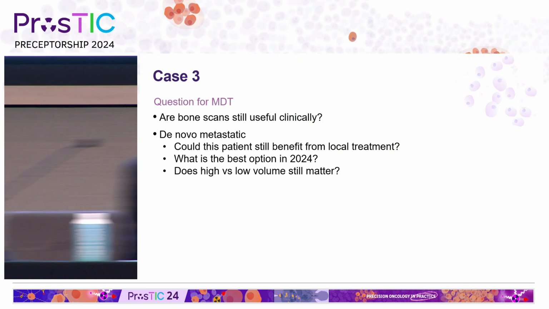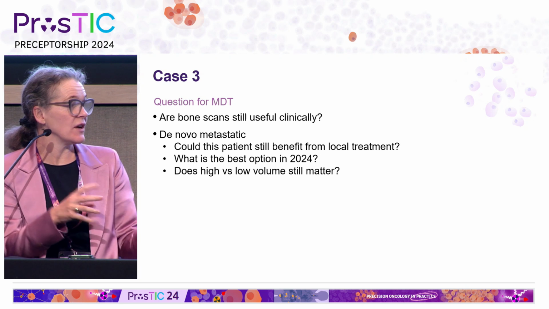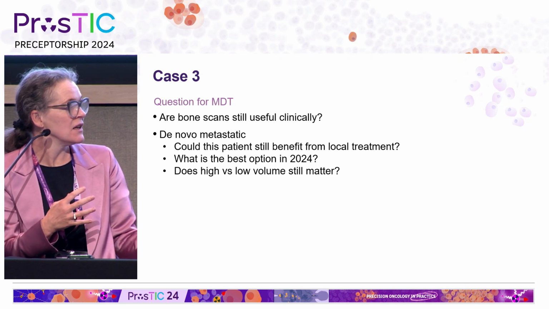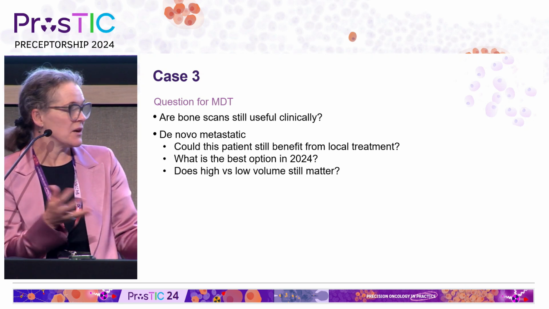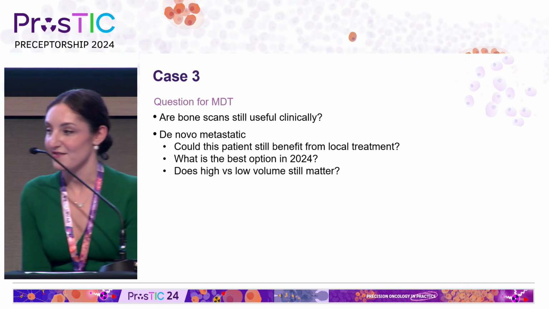So question for Louise. Are you going to put this patient on ARPI? Are you going to add docetaxel? You're not going to add docetaxel? How do you make that decision within the confines of trying to make this jump? You just assume it's high volume. Yeah, I think looking at the scan, it definitely looks high volume.